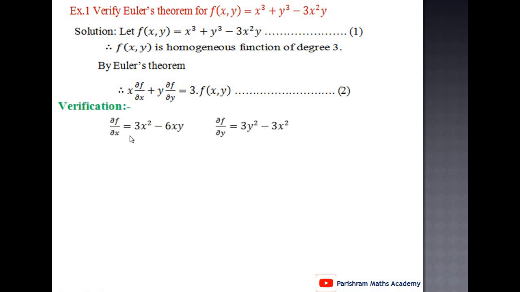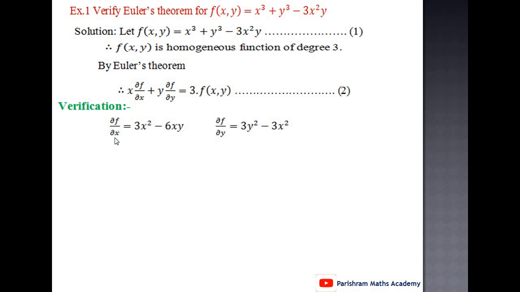Verification. Let the derivative of function f with respect to x. It means ∂f/∂x equal to the derivative of x cube, which is 3x square, the derivative of y cube is 0, minus the derivative of 3x square y, which is minus 6xy, because the derivative of x square is 2x. It means the derivative of f is nothing but 3x square minus 6xy. The derivative of function f with respect to y equal to the derivative of the first term, which is 0, the derivative of y cube is 3y square, minus the derivative of 3x square y with respect to y, which is 3x square, because the derivative of y is 1.